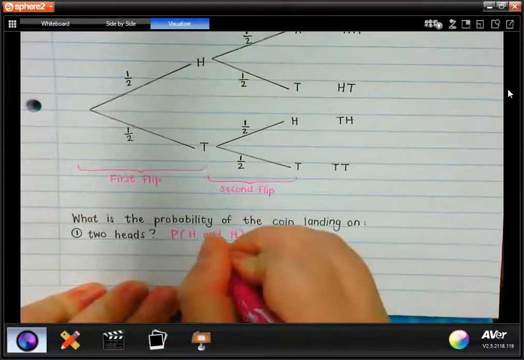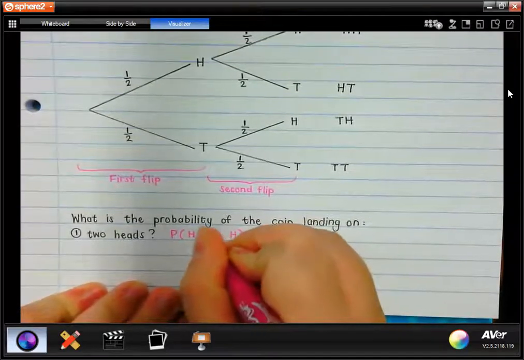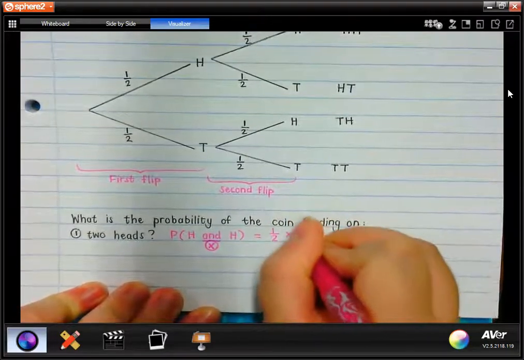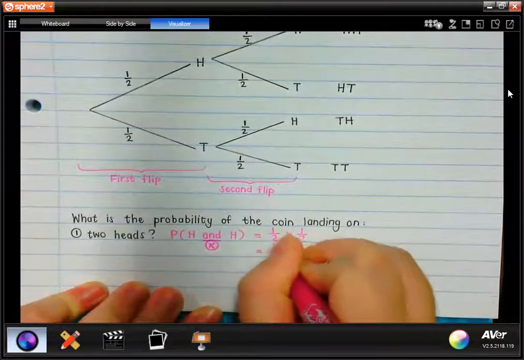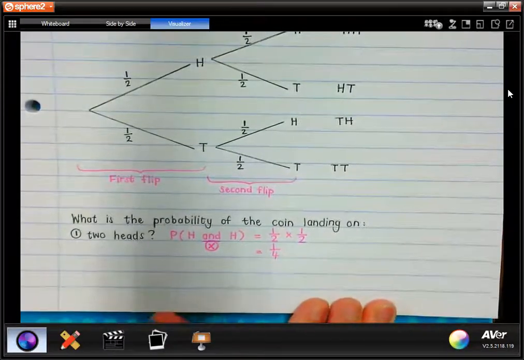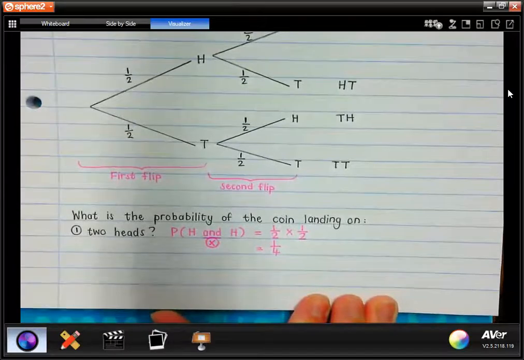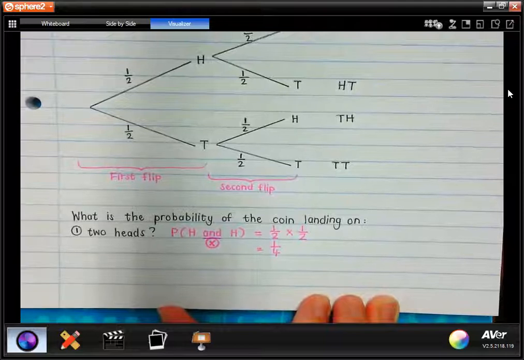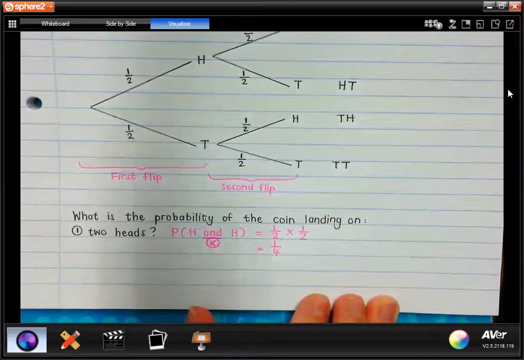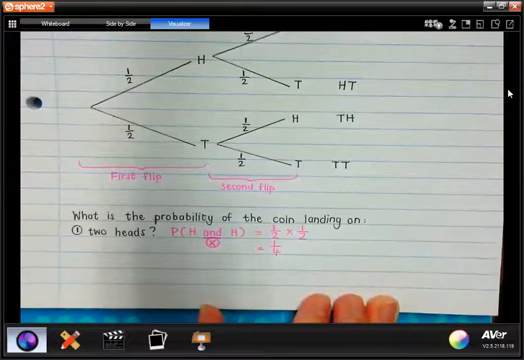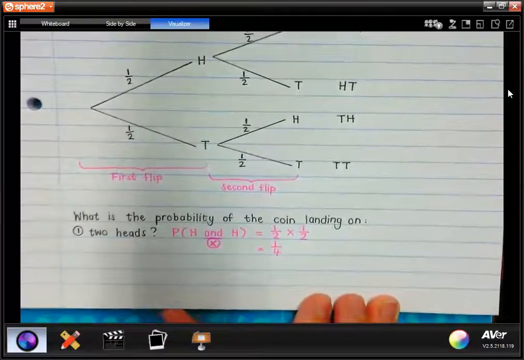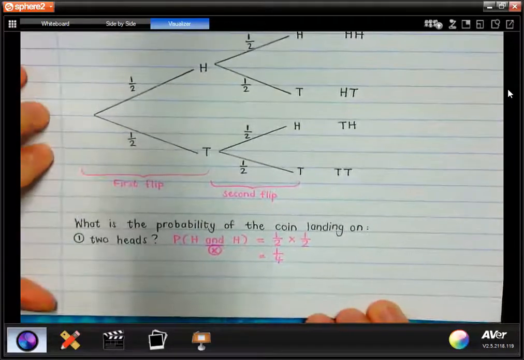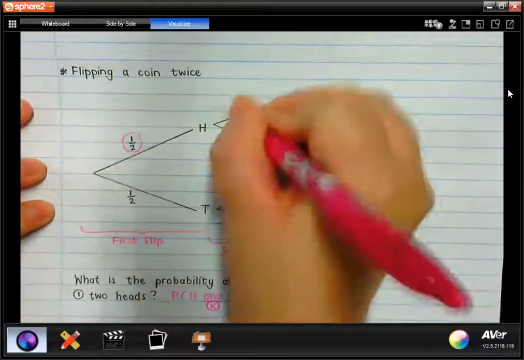All right, so for and, we're always going to times. That's important. So we're going to say a half times a half, which is equal to 1/4. That is the probability of getting 2 heads, of the coin landing on heads and then on heads again. Now guys, this might seem silly because all of them are halves, but it won't always work like that. This is a simple example, but you can have different fractions on each of those branches. So if you want, we can just circle these ones.